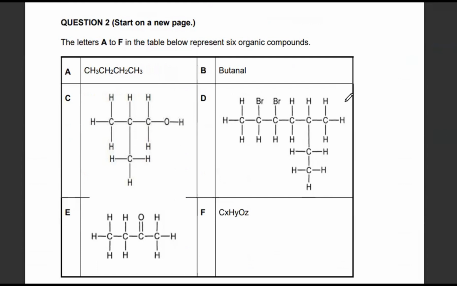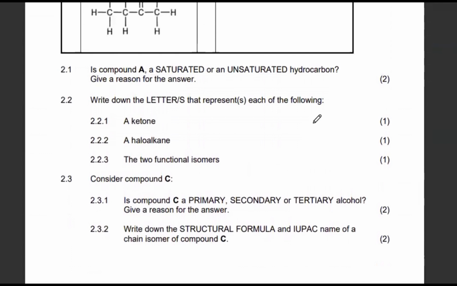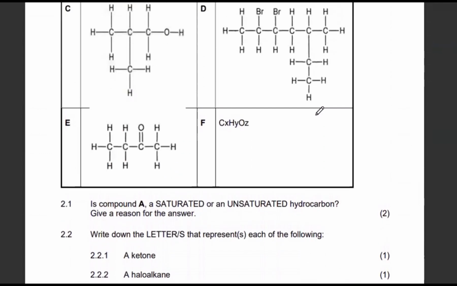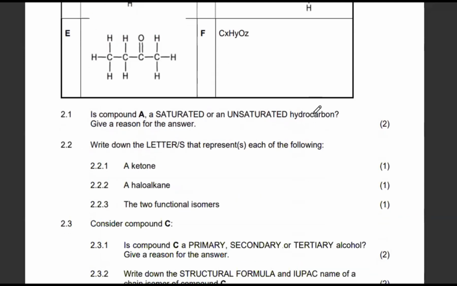Question 2, they're saying that compound A is a saturated compound or unsaturated compound. Compound A, if you come here, you find out that it is 2, 3, 3. So it's a saturated compound. So the answer is that it's a saturated compound. Give a reason for your answer.